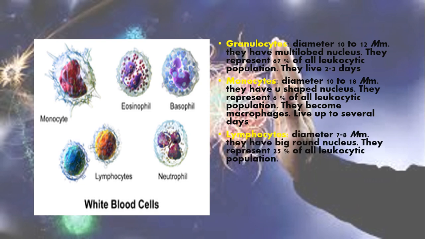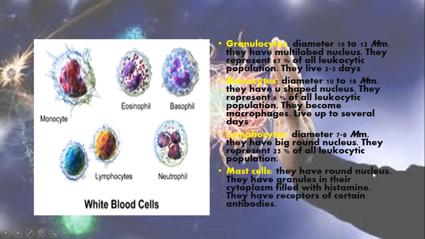The lymphocytes are characterized by their big round nucleus. They are of smaller size if you compare them to the monocytes and the granulocytes. They have a diameter that ranges between 7 to 8 micrometers, and they represent around 25% of the leukocytic population.